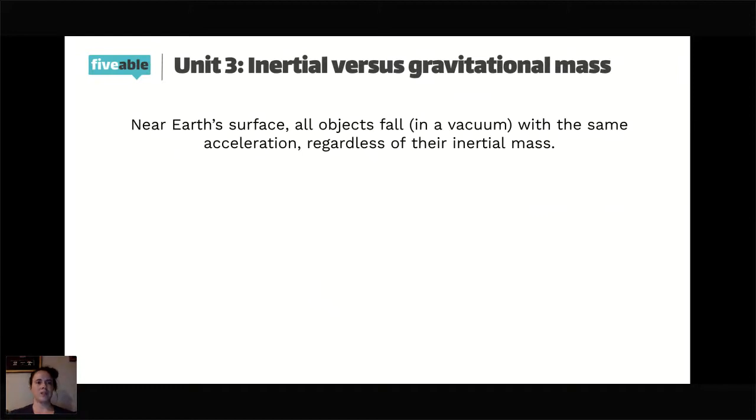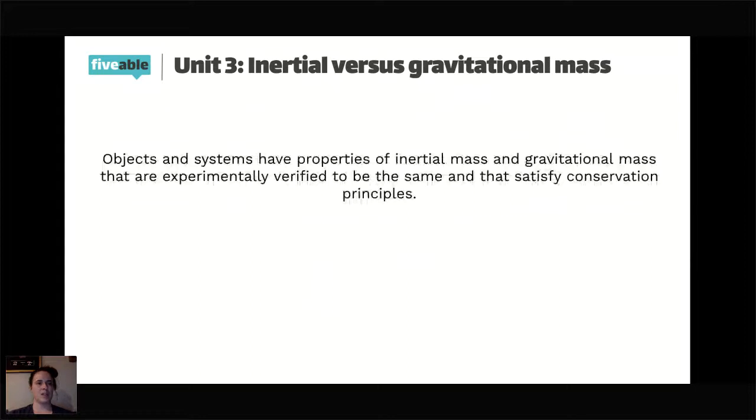So near Earth's surface, all objects fall in a vacuum with the same acceleration, regardless of their inertial mass. This goes back to our guy on the moon dropping the hammer and the feather. He's in a vacuum, mostly, because the moon doesn't have an atmosphere. So they fall with the same acceleration, even though the hammer is definitely heavier than the feather. Objects and systems have properties of inertial mass and gravitational mass that are experimentally verified to be the same and that satisfy conservation principles. So this goes back to the inertial mass being the gravitational mass. Mass is mass is mass.